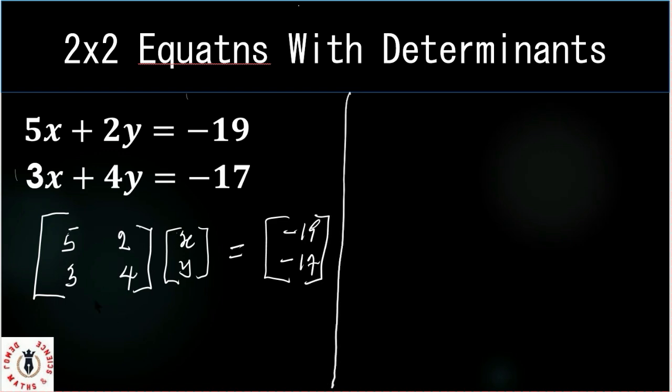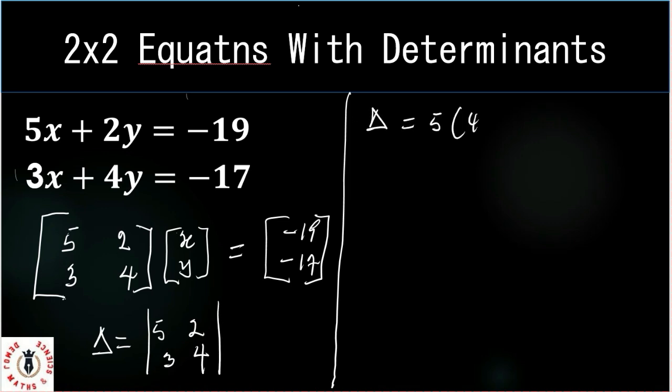Now the first thing is to find the determinant of the major matrix. This is the same thing as the determinant of 5, 2, 3, and 4. So like we did initially, the determinant of the major matrix will be the same thing as 5 times 4 minus 3 times 2, which is the same thing as 20 minus 6. That equals 14.